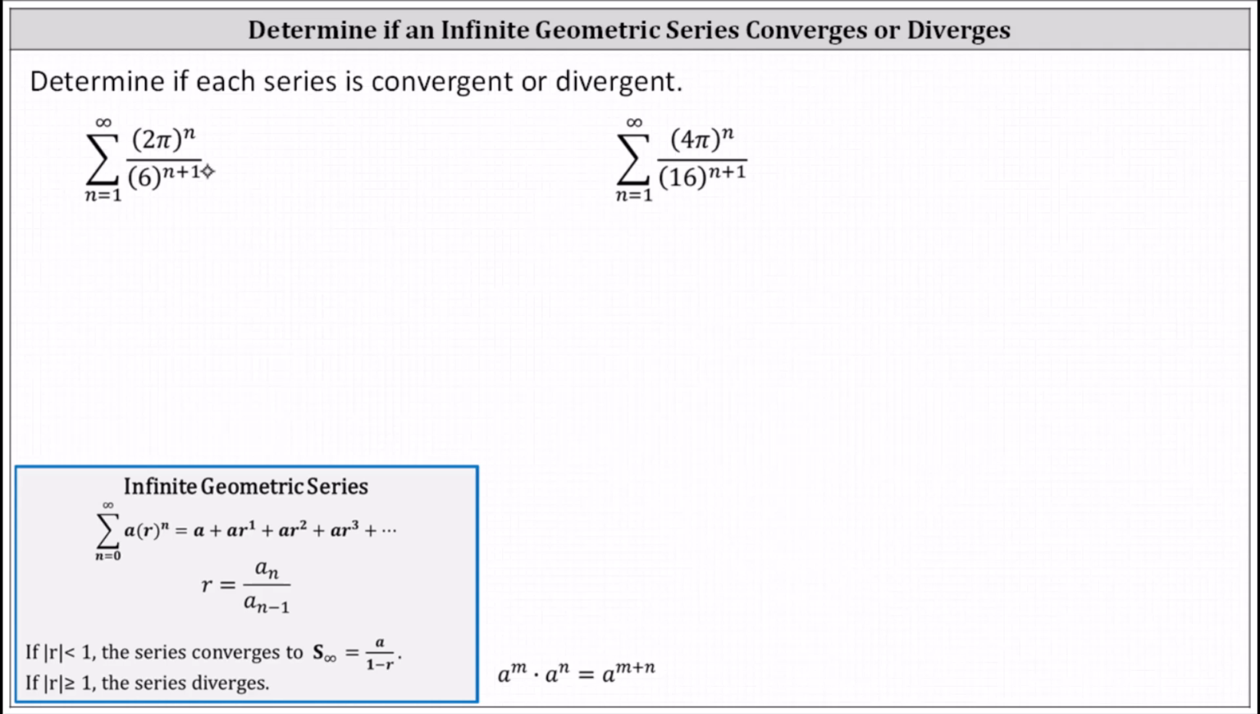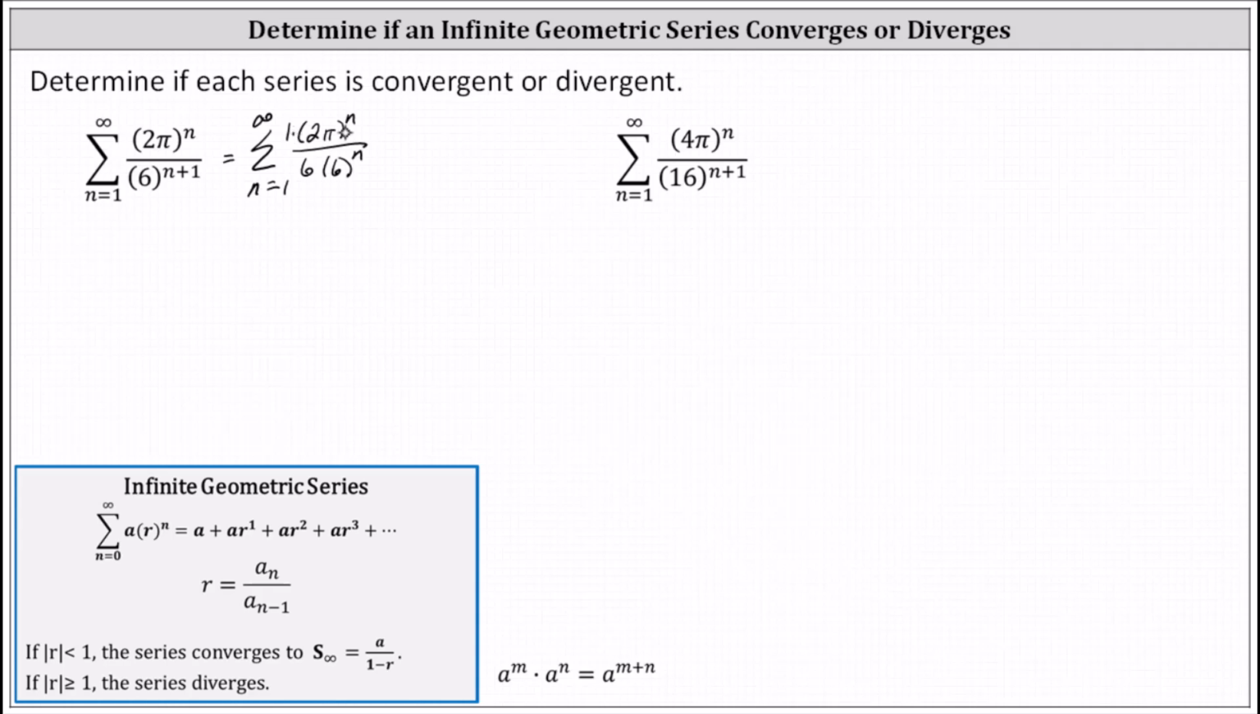To begin, let's write 6 to the power of n plus 1 as 6 times 6 to the power of n. Recall when multiplying and the base is the same, we add the exponents. So we can write this as the sum from n equals 1 to infinity of 2 pi to the power of n, all divided by 6 times 6 to the power of n. Notice in the denominator we still have n plus 1 factors of 6. And now to include a factor of 1 in the numerator.